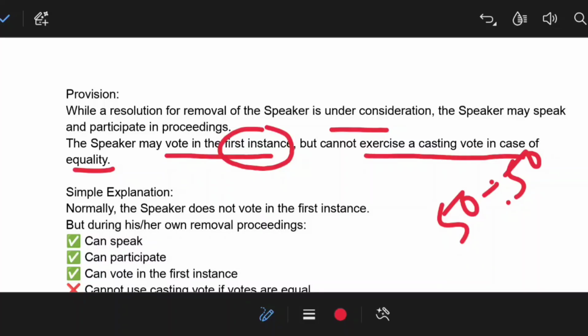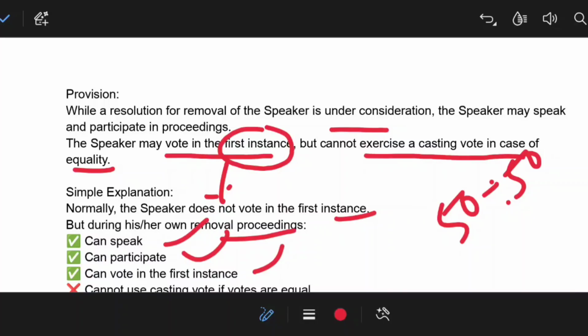Clear? So normally the speaker does not vote in the first instance, but during his or her own removal proceeding, the speaker can speak, can participate, and can vote in the first instance. Clear? They can vote in the first instance. You should keep that in mind for the speaker, because it is very important. Clear?